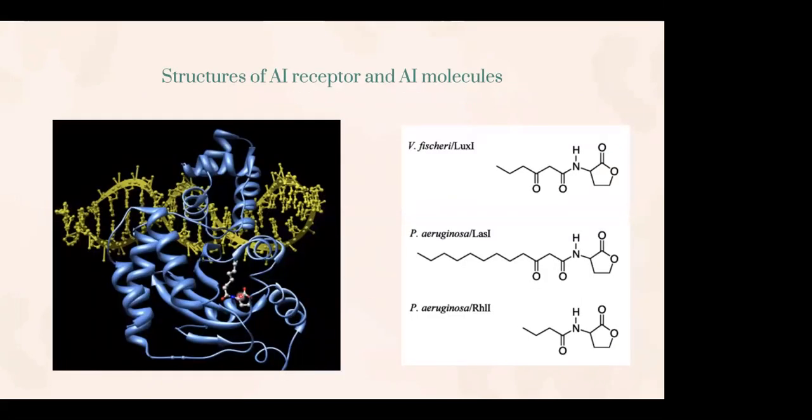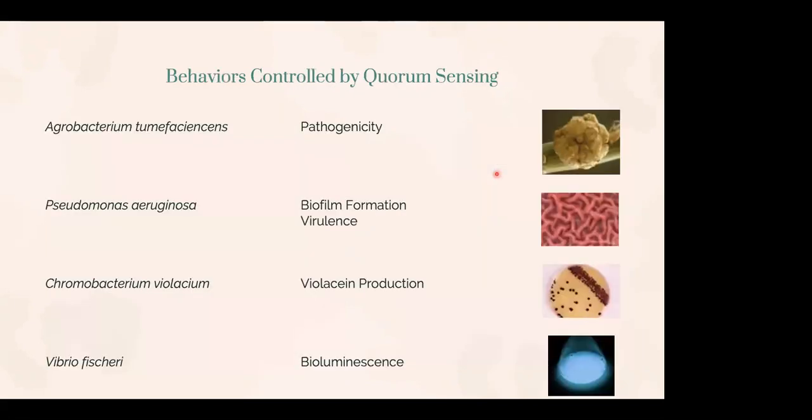So this is the structure of that autoinducer receptor bound to DNA and an autoinducer small molecule seen here in the active site. This is a few of the various structures of autoinducer molecules. You can see that they all share this acylated homoserine lactone backbone, but what varies is the length of the acyl tail. So there are a lot of different behaviors controlled by quorum sensing, including pathogenicity, biofilm formation, and virulence. In the case of Chromobacterium violaceum, they produce violacein, and Vibrio fischeri is known for its bioluminescence, which can be quenched by the disruption of this quorum sensing pathway.